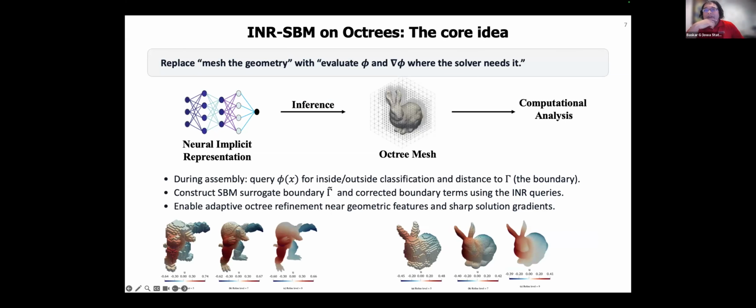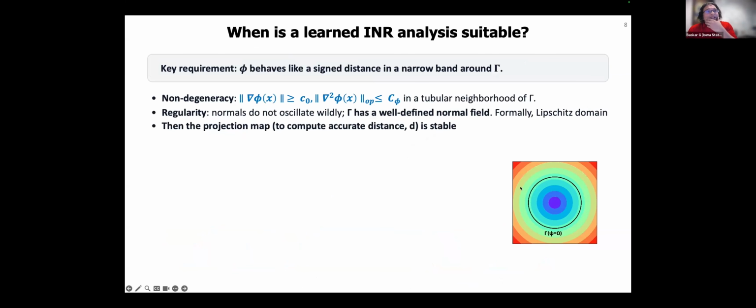Then when we were thinking about this, we had a couple of questions. How does the quality of training of my implicit neural representation, or my neural level set, impact how well I'm capturing my interface? And if I have a perturbed geometry compared to my true interface or true geometry, how does it impact my solution? So the first question that we asked ourselves is, when is a learned implicit neural representation suitable for analysis?